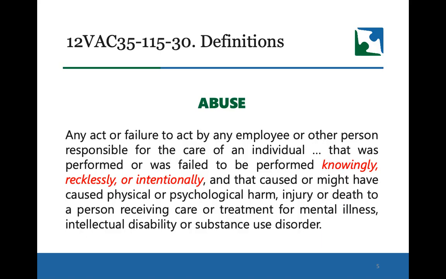So the second part to the two-pronged test is that the act or failure to act by an employee either caused or may have caused physical or psychological harm, injury, or death. What is important about abuse and the other definitions that we'll cover a bit later is that they are not subjective. You have the regulatory definition to aid you as you investigate and prepare your recommendations for findings.